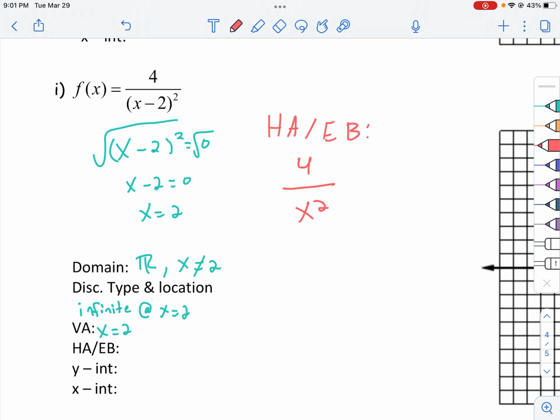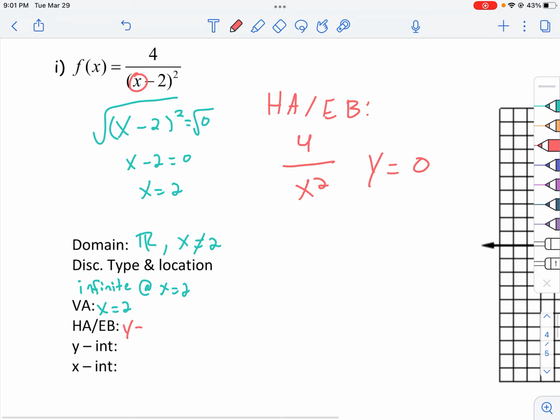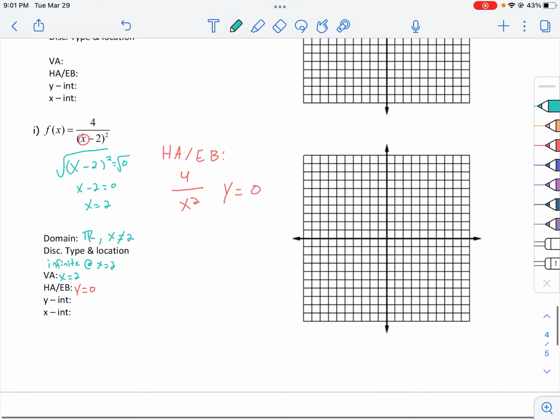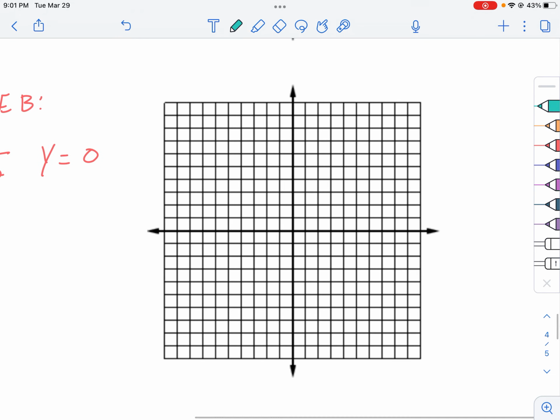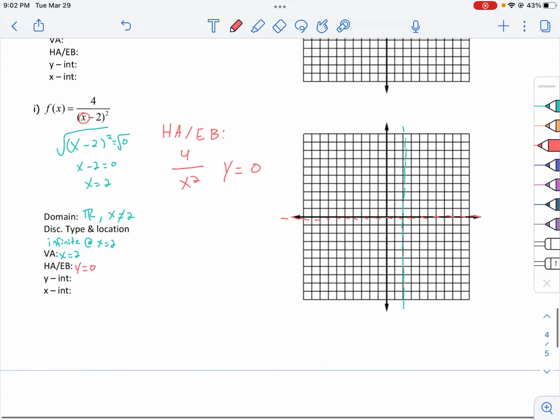Horizontal asymptote slash end behavior. We have 4 over an x squared because this x would get squared eventually. So it's 4 over x squared, which tells us that y is equal to 0 for our end behavior here. So y equals 0. So let's graph all those things. X equals 2 puts us here. Y equals 0 puts us right there.